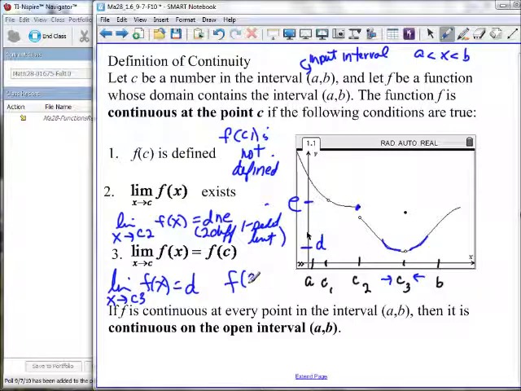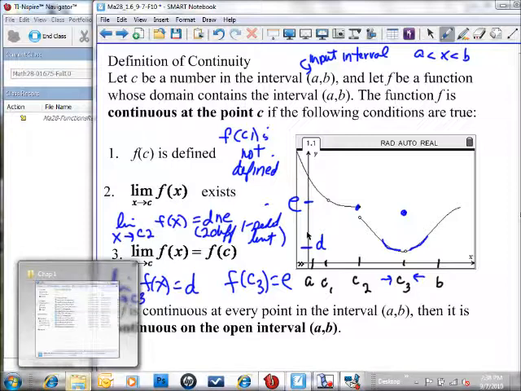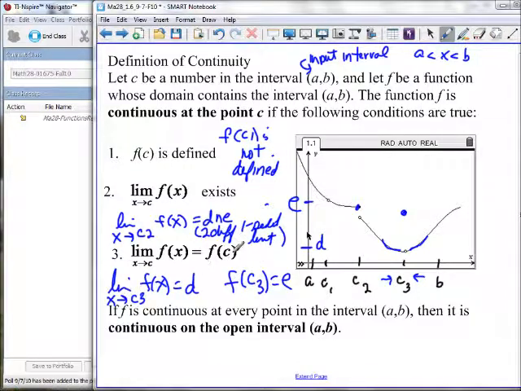What is f of C3? Yeah, it's way up there. Are D and E the same thing? No. So what we have then is that this case is true, that it is not continuous here because the limit of the function as we approach C3 is not the same as the actual function's value. So we have three ways then that we can have a function not continuous. I put all three on the same one.